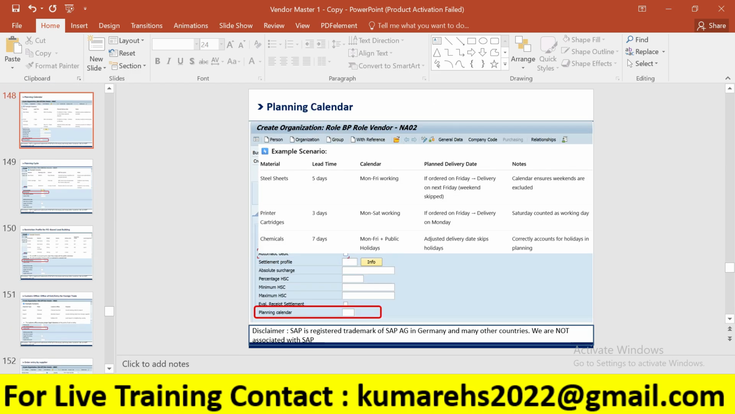The planning calendar specifies which days are working days and which are non-working days, like holidays and weekends, for a plant or production resources. Used in MRP, material requirement planning, production scheduling, and delivery planning. Ensures SAP correctly calculates planned order dates, purchase requisition dates, and delivery schedules.